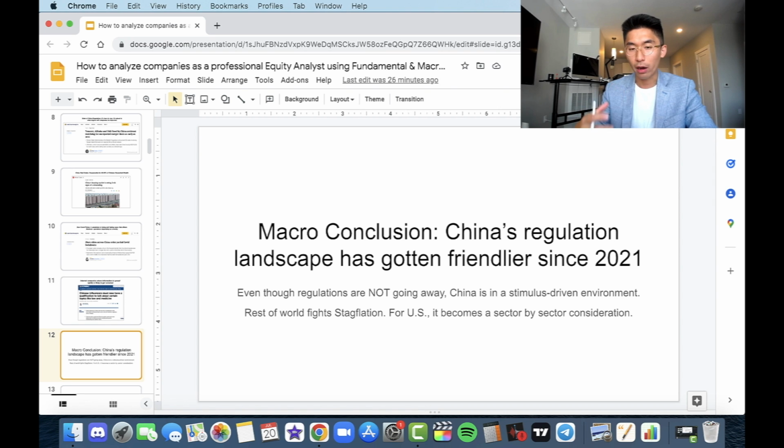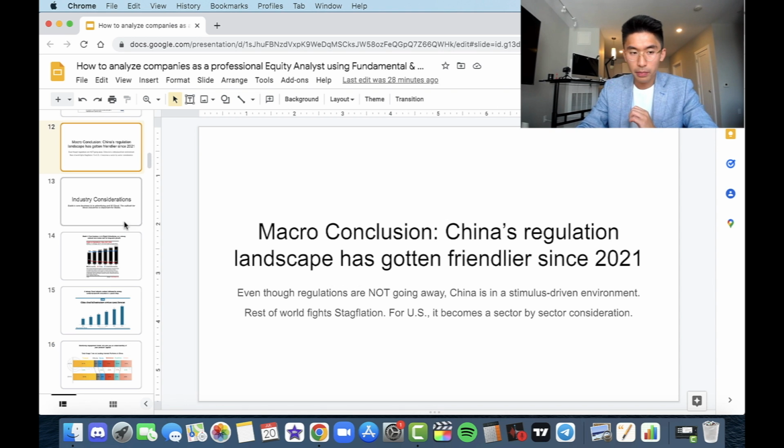Now, a macro consideration is this. The regulation landscape has definitely gotten friendlier since 2021. Even though regulations are not going away, China is in a stimulus-driven environment. The rest of the world is fighting stagflation. For the US, it's much more about a sector by sector consideration.